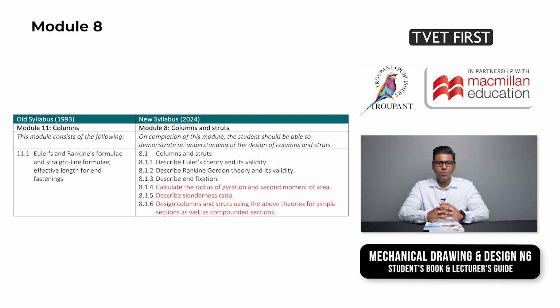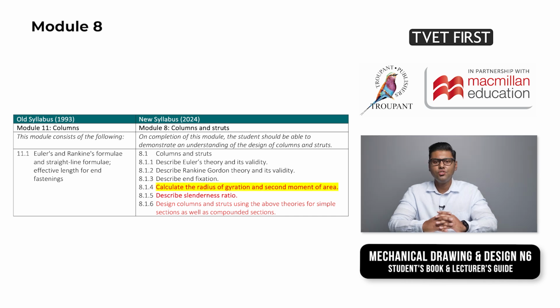Students will learn about Euler's and Rankine-Gordon's theories, their validity, and the concept of end fixation. Students will also calculate the radius of gyration, second moment of area, and slenderness ratio. This expands the content of the old syllabus Module 11 on columns.